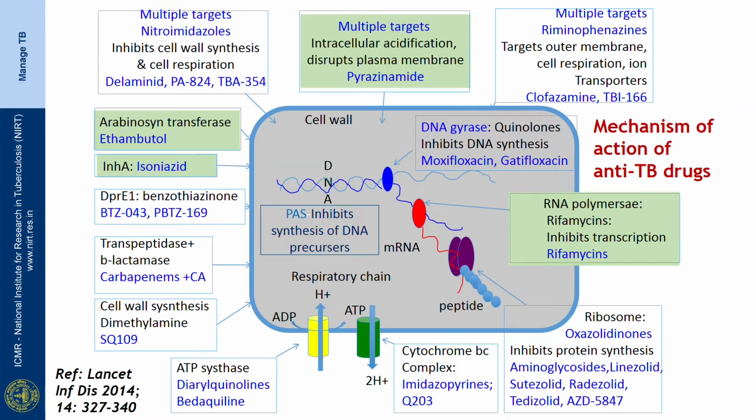Now, this figure clearly explains the mechanism of action of the anti-TB drugs. Look at the isoniazid and ethambutol, they prevent the formation of the cell wall. If you look at the pyrazinamide, it disrupts the plasma membrane formation. If you take quinolones, they act at DNA gyrase level, inhibiting DNA synthesis. If you take rifampicin, it acts through RNA polymerase, inhibits transcription. The other drug, bedaquiline, a newer drug, acts at the ATP synthase level.